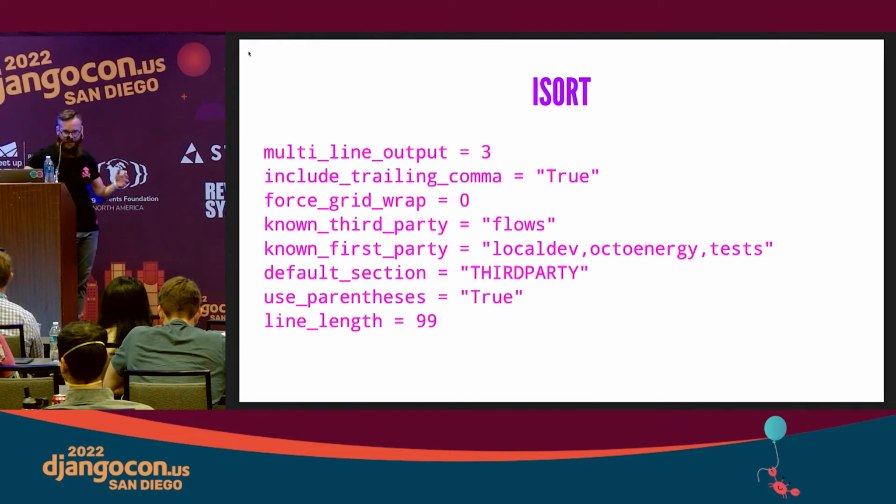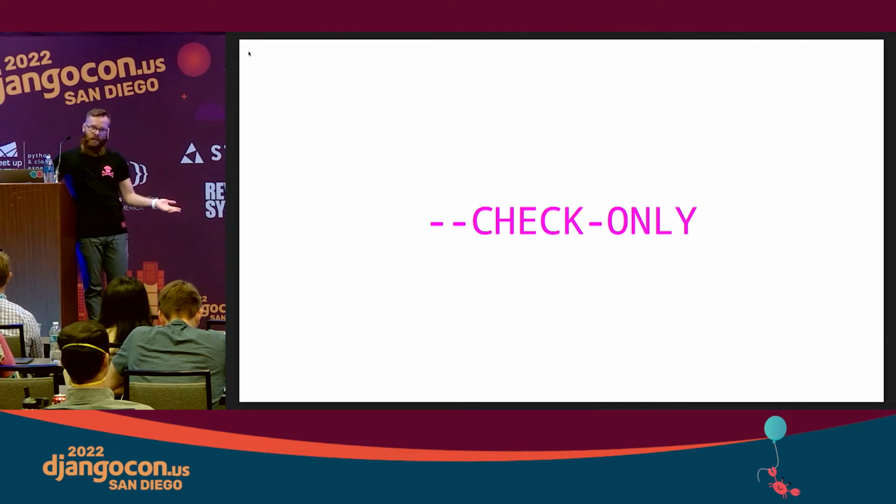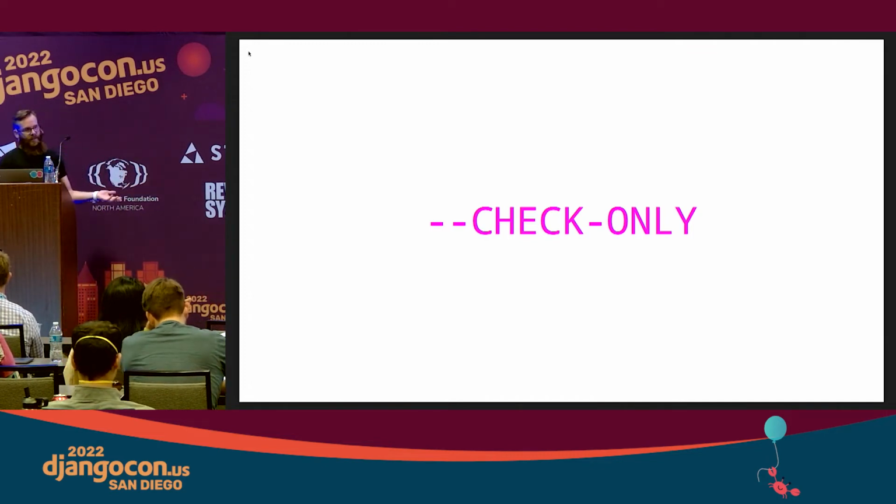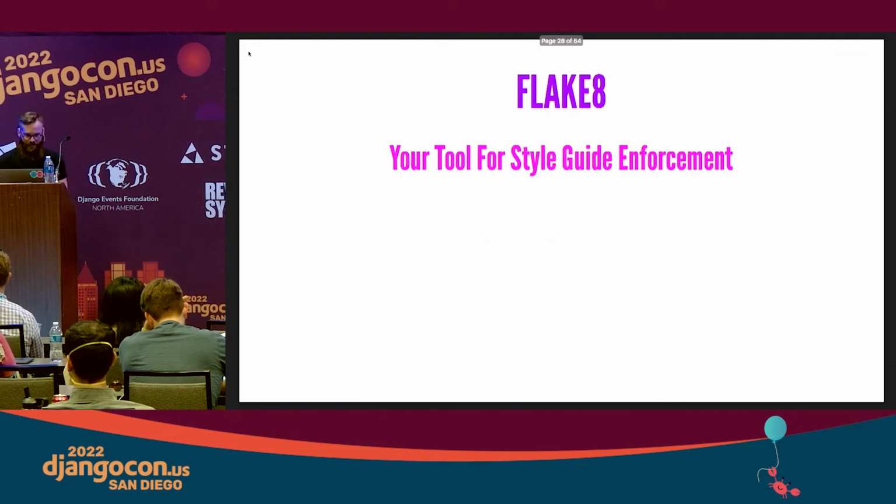Some configuration options, again, since we started a little late, I'm going to speed through a little bit of that. The way we use iSort is a check-only option, for the same reasons we use --check with black, but they're written by different developers, so of course they have different command line names.